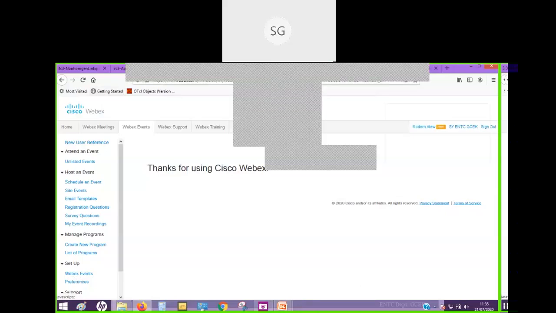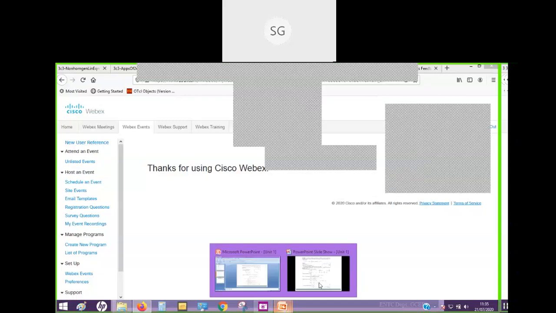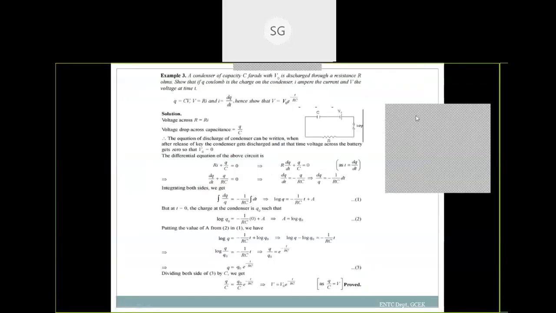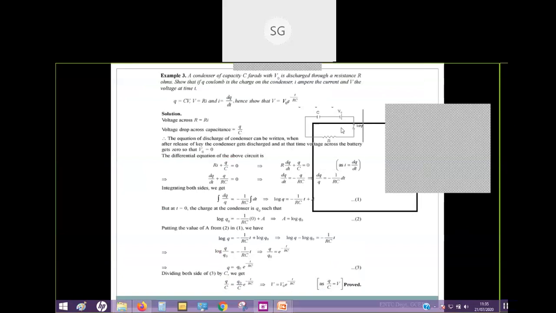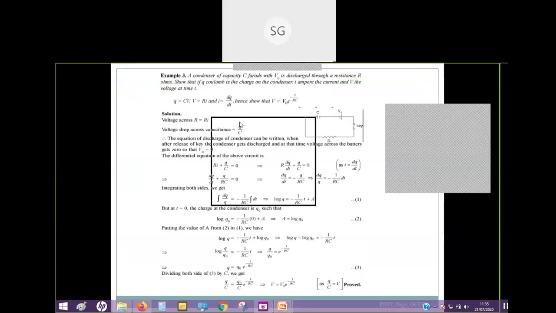The next example, and then we'll see the RLC circuit. So this is the example.